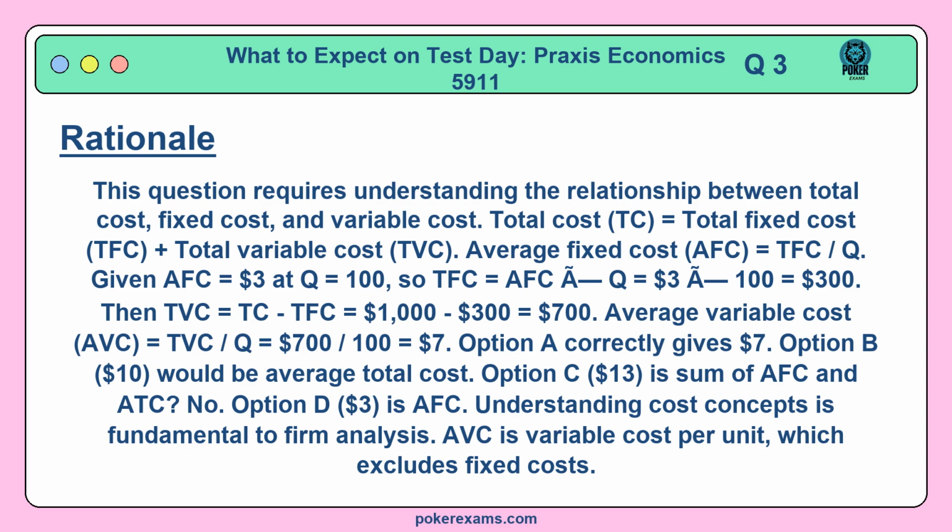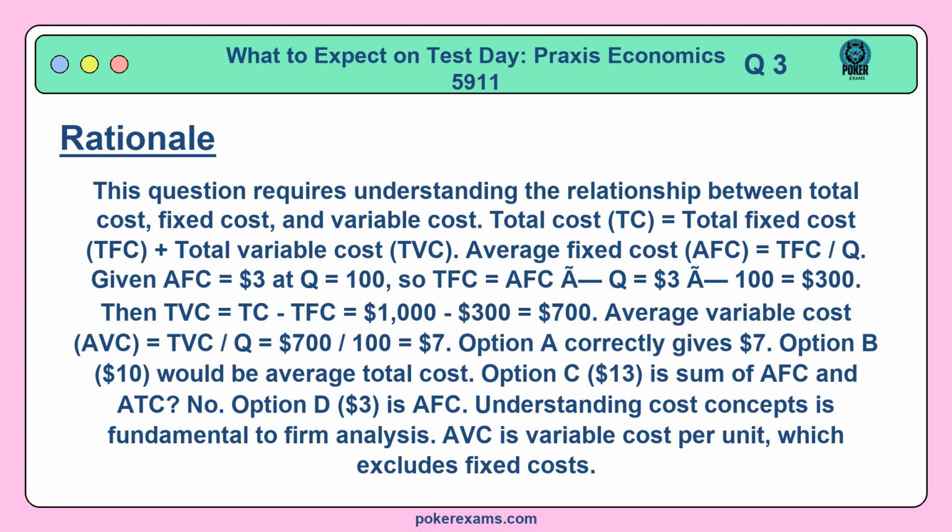Given AFC equals $3 at Q equals 100, so TFC equals AFC × Q equals $3 × 100 equals $300. Then TVC equals TC minus TFC equals $1,000 minus $300 equals $700. Average variable cost, AVC, equals TVC / Q, equals $700 / 100 equals $7.